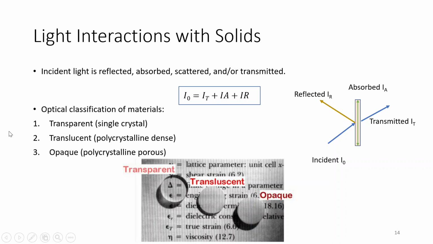Now optical classification of materials: they can be transparent. In the case of some transparent material, if you make it as a single crystal, then you will see it as completely transparent. If you make it polycrystalline, then because of the presence of grain boundaries, you will see it as translucent. And if this polycrystalline material also has some pores in it, then it will become opaque. So very little light will go through this material.